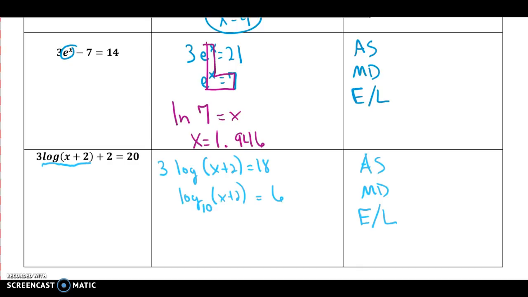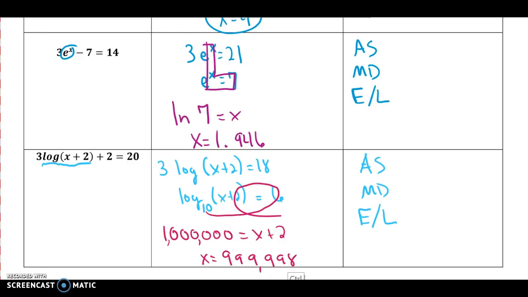So now I'm going to turn it into an exponent. And I'm going to do that by making my e. So 10 to the 6th power equals x plus 2. And 10 to the 6th power is just a 1 with 6 zeros behind it. And then now to get x by itself, I'll just subtract the 2. So you had 1,000,000. So when you take 2 away, you have 999,998. So that's kind of the gist of the front side and how you solve.